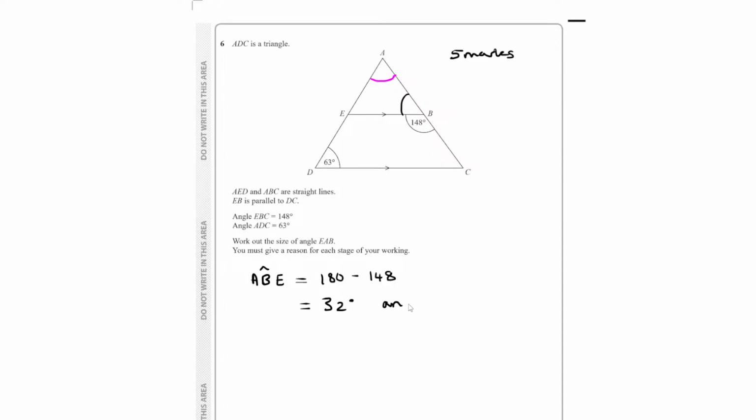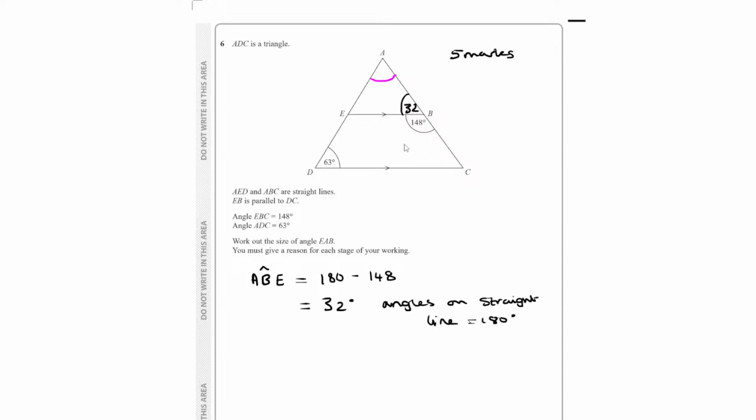So I would just write angles on a straight line. It doesn't have to be a full sentence. Equal 180 or add up to 180. That's one reason, isn't it? So that one there is 32. And then here, there's 63. They literally only give you information you need, so you can almost tick it off. I've used the 148. I obviously now need to use the 63.